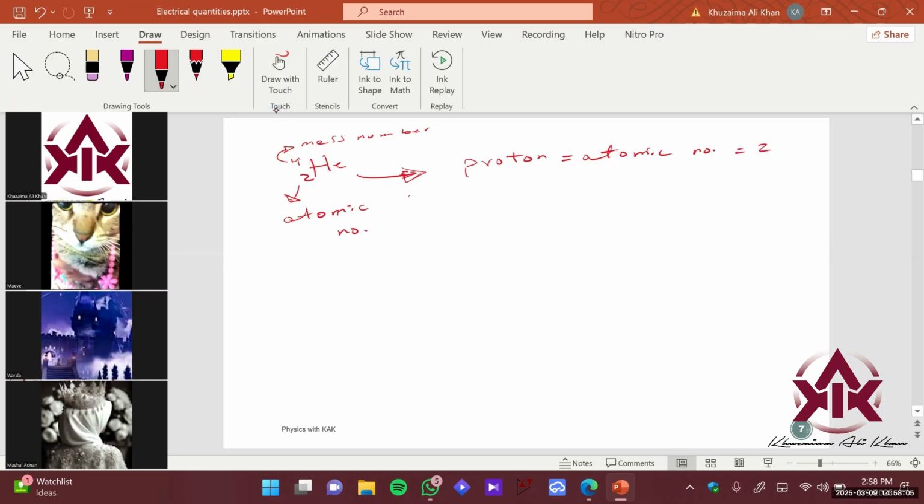And if you want to find the number of electrons, in a neutral atom the proton number equals the electron number, so it has the same number of electrons as protons, that is 2. Now, neutrons can be found as follows: the mass number is equal to protons plus neutrons. You know the mass number is 4 and the proton number is 2, so you can find the neutron number. That is simply 4 minus 2, which is 2.